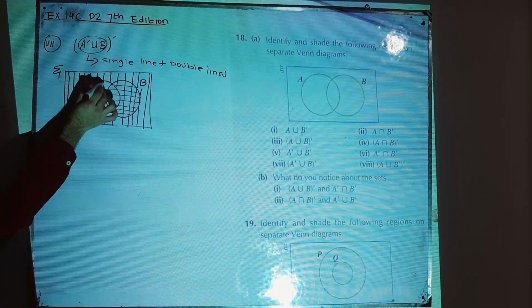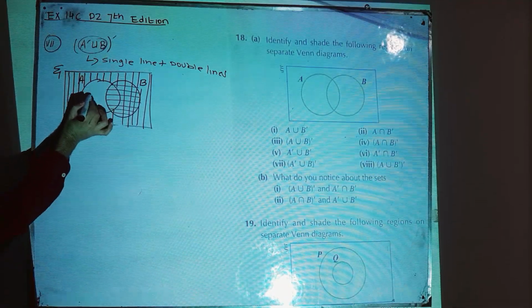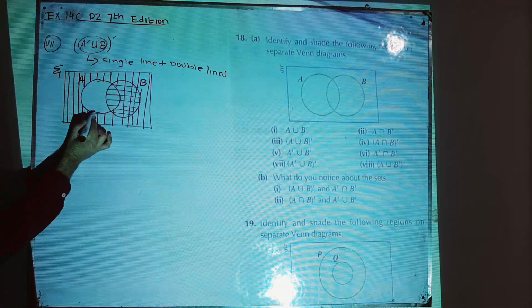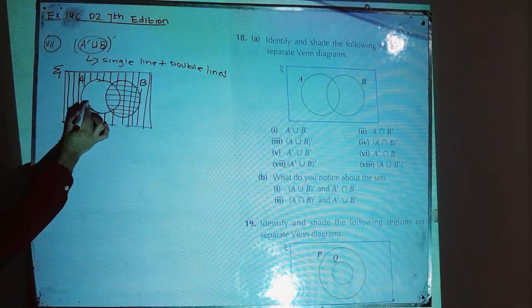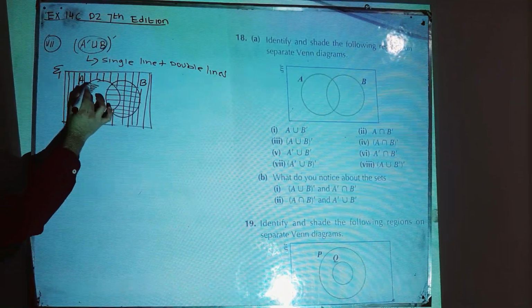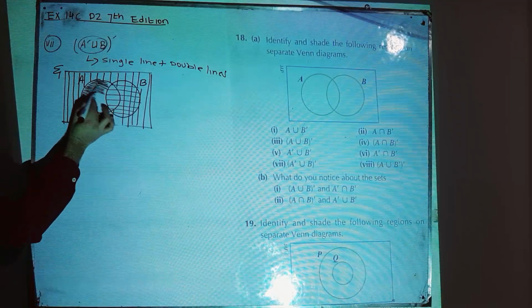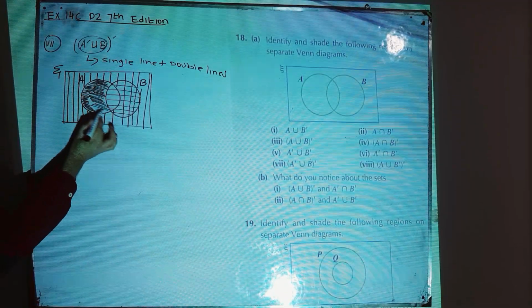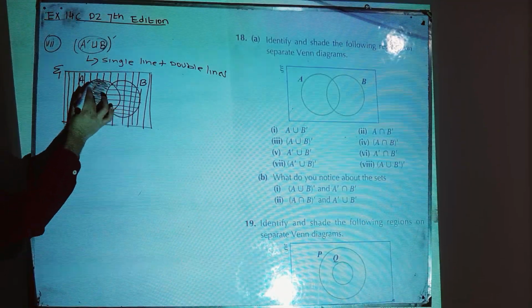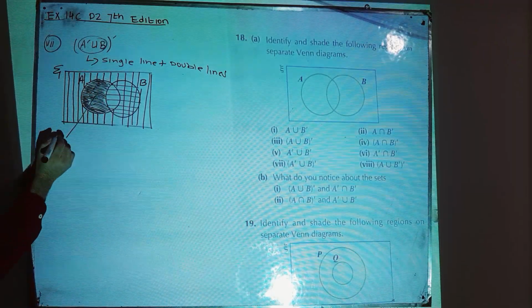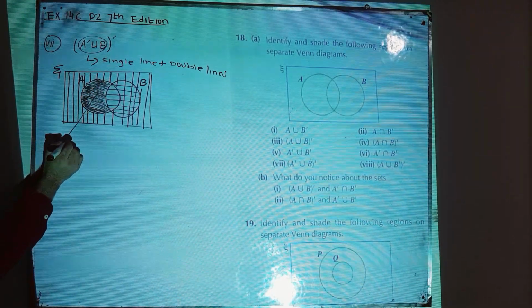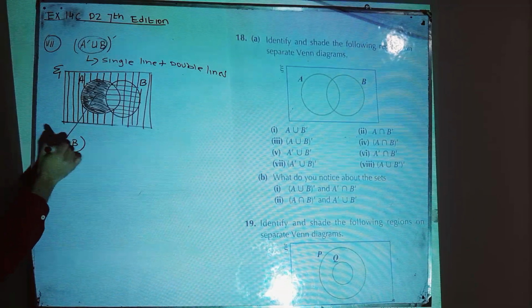So this region where you don't have any single line or double line, this one. So I am shading this one. Now this region where you don't have any of the lines, yes, this is the answer for you. This is the answer for A complement union B whole complement.